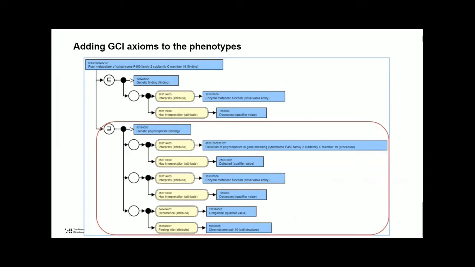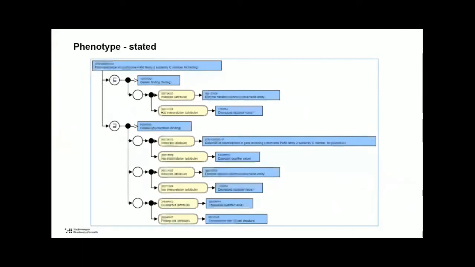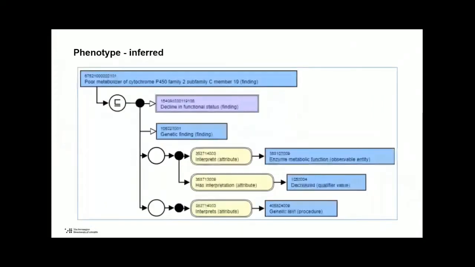And our theory behind approaching the modeling in this manner was that using GCI would allow us to state the clinical truth as we know it today within both findings, but also lessen the burden of management for an area that is subject to rapid change. So this is how the phenotype looks in a stated view. And then when we do the magic of classification, it turns into this after classification. And then, as you can see, the GCI axiom is no longer visible to you.